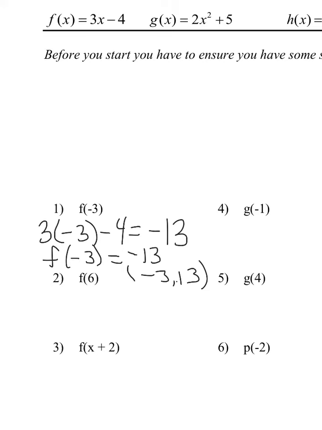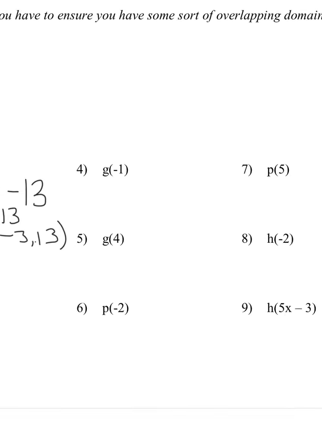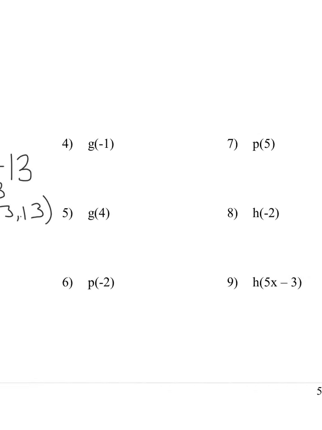All right, so when x is negative 3, y is negative 13. Or when x is negative 3, f of x is negative 13. So this right here is our ordered pair. We could actually plot that on a graph. All right, so that's all you do for 1 through 8.